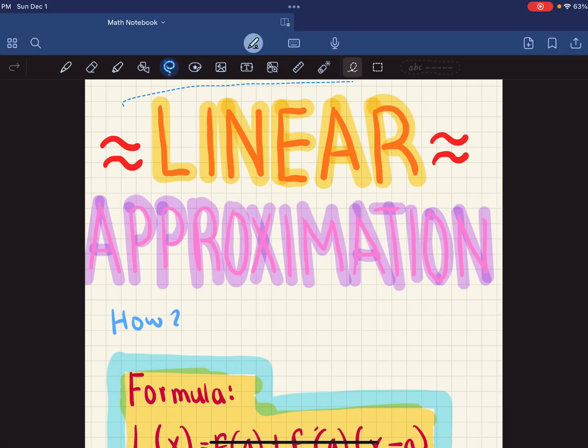Now you might be asking, who discovered the topic linear approximation? Linear approximation is largely attributed to Isaac Newton, as he developed the fundamental ideas behind calculus, including the derivative, which is a key component in this topic.